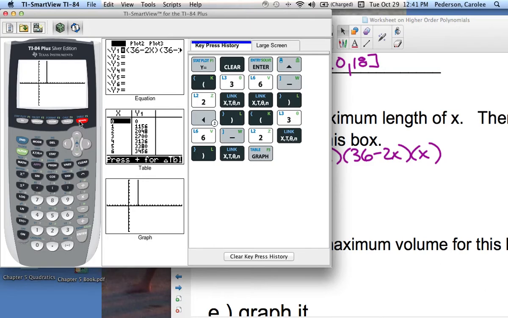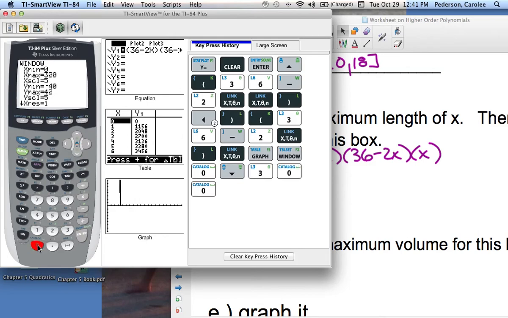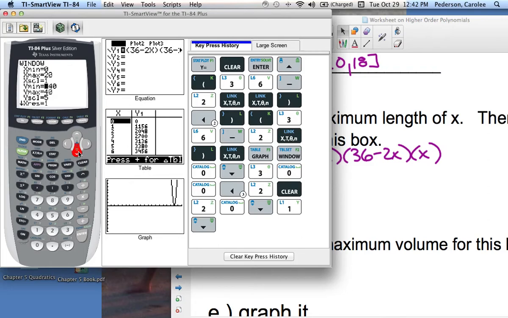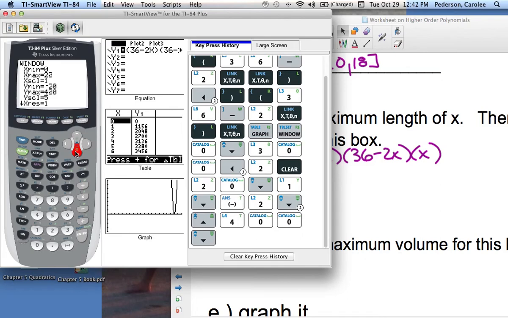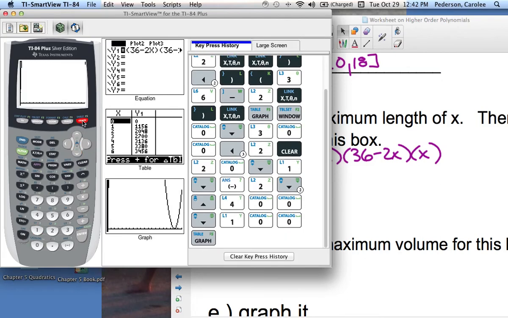My window, here are my values right now. I'll go from 0 to 20 on my x, scale of 1, and then the y minimum we'll just do negative 20, and then y maximum, say 400, and then scale of 100. What you'll see is the start of this graph in this window. Looks like I need to go higher on my y values.